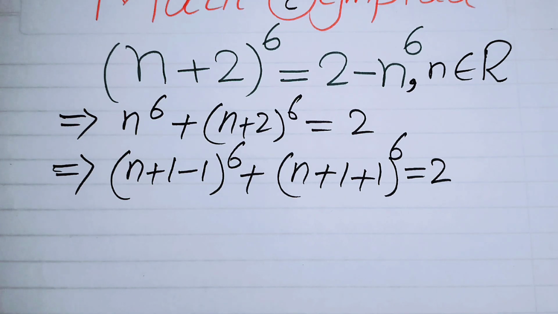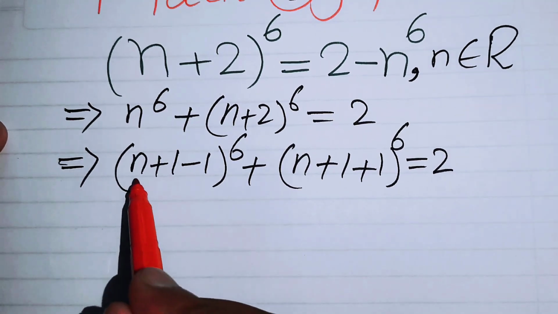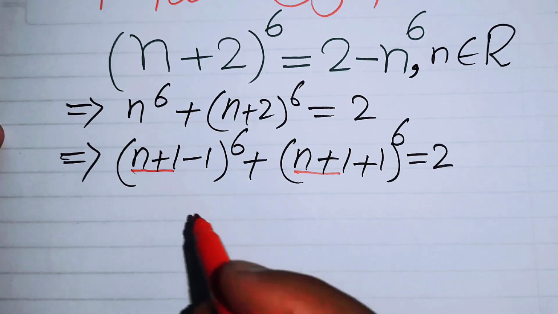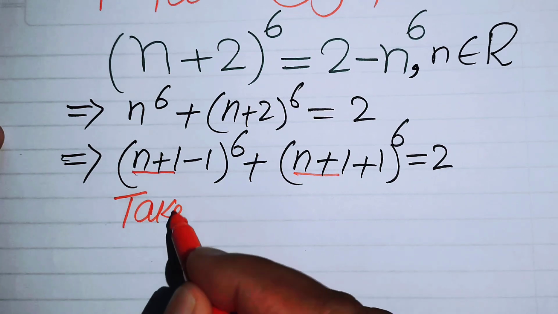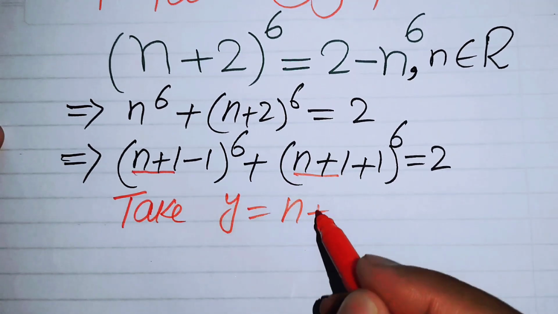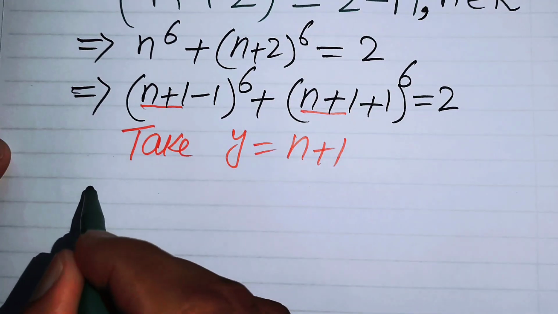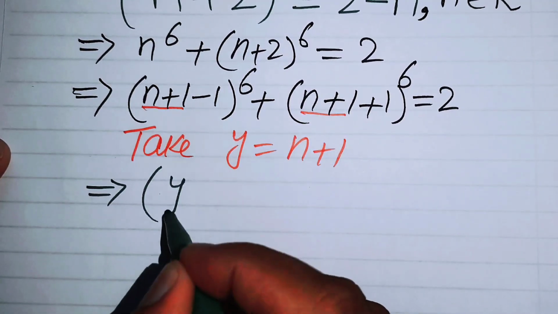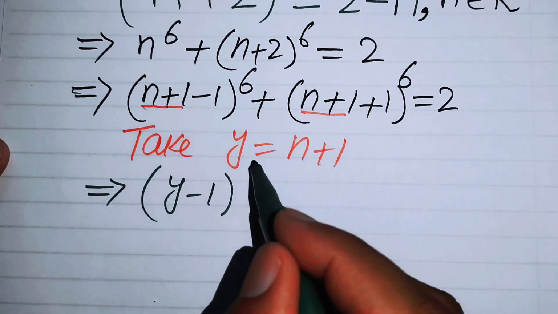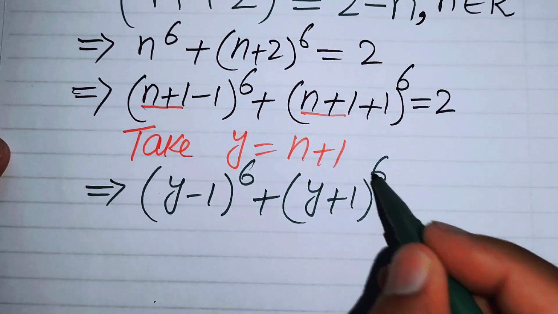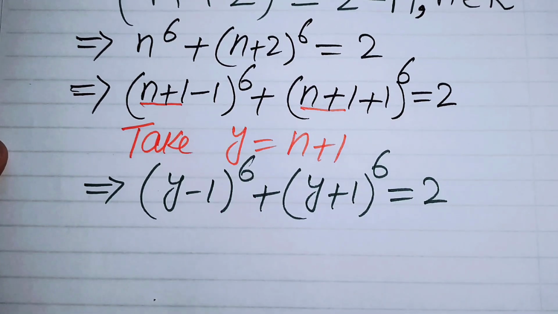And after this step I can take a substitution here, because you see that n + 1 is the common term in both of the terms, so I can take y = n + 1. When you put y = n + 1, then this equation becomes (y - 1)^6 + (y + 1)^6 = 2.